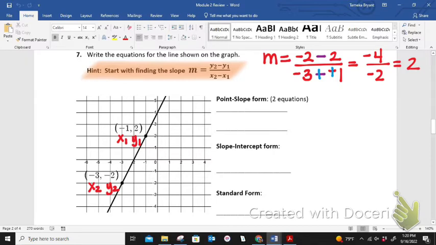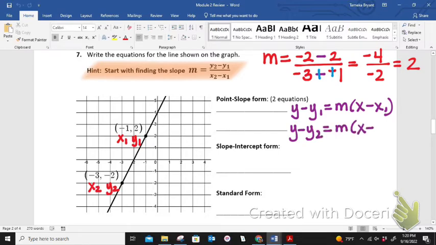So now let's go ahead and write our equations. So our first equation, we're going to do point slope. So that would be y minus y1 equals m times x minus x1. And then do it again using y2 and x2. So go ahead, take a minute and write both of these two equations.